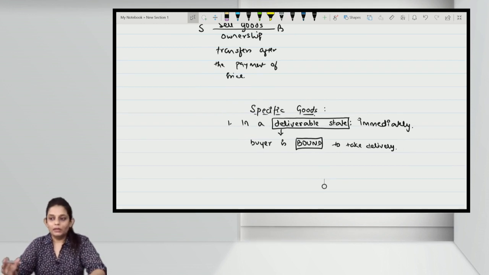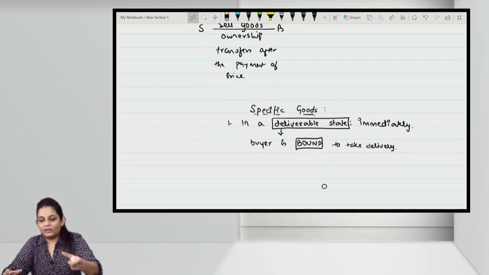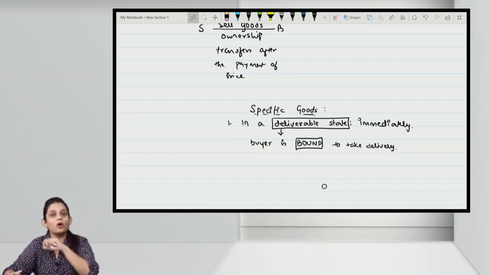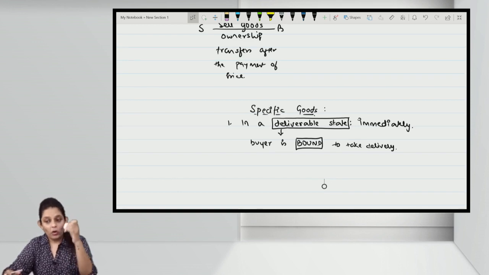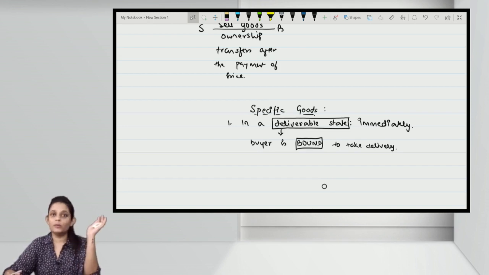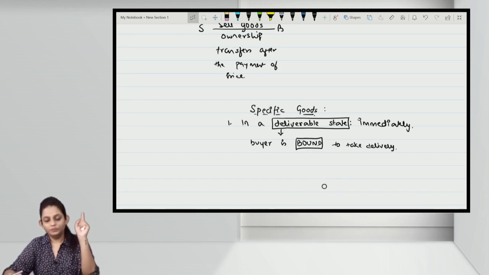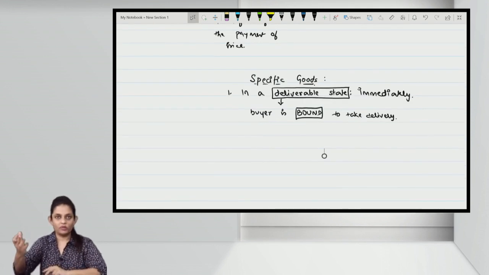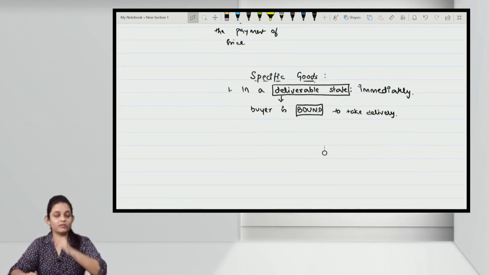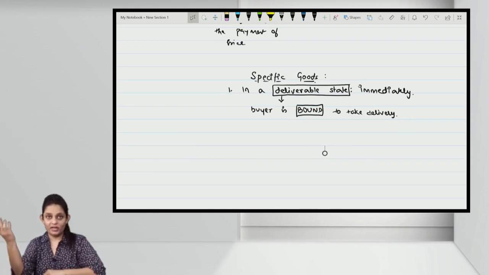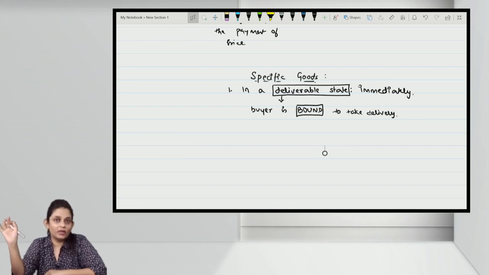Now, before he could take the goods, not due to the fault of any party, there is a fire at the bookstore and all the books are burned down. Who will bear the loss? Risk is borne by the owner, irrespective of who has the possession of the goods. So, in case of specific goods, if they are in a deliverable state and the agreement does not say anything, ownership is transferred immediately. Is this clear to everyone?